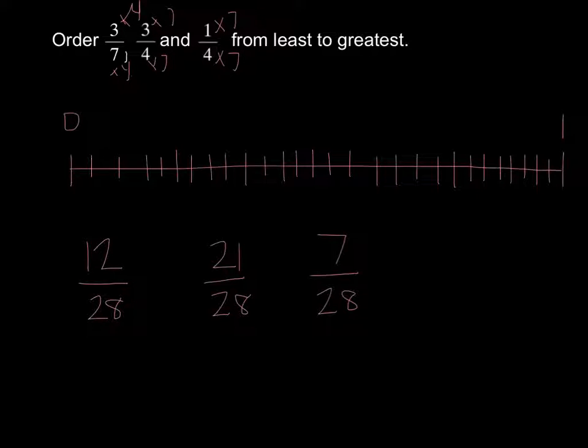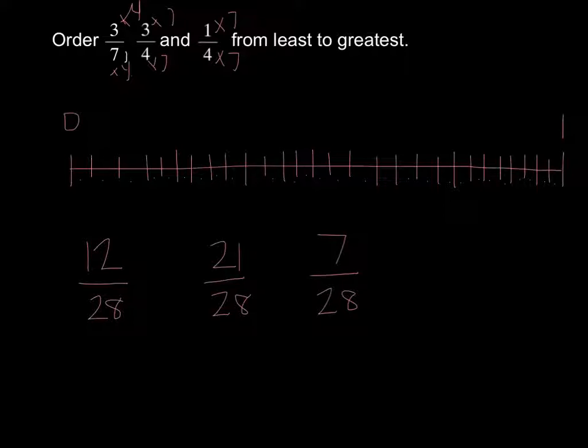Now let's count to make sure I got them all. Again, I'm counting the spaces in between the lines, not the lines. So that'll be 1, 2, 3, 4, 5, 6, 7, 8, 9, 10, 11, 12, 13, 14, 15, 16, 17, 18, 19, 20, 21, 22, 23, 24, 25, 26, 27, 28. Yes, I have 28 spaces.